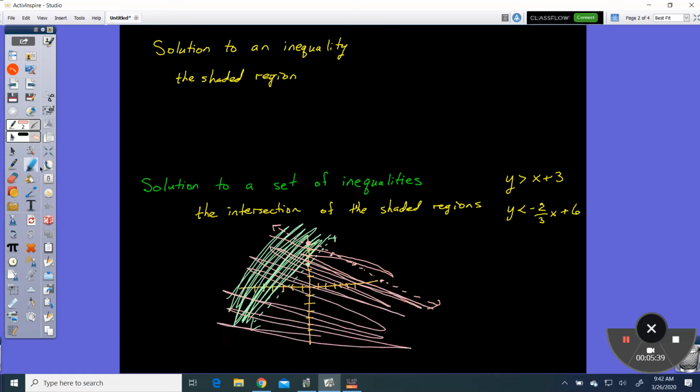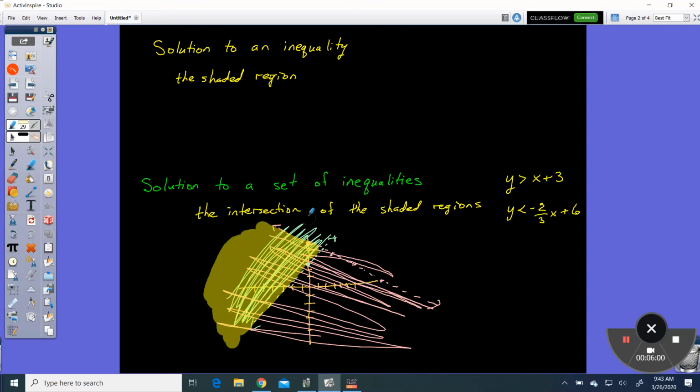So the only place where the intersections are shaded, or where they intersect, is this area. So anything that's in here is the solution to the system of inequalities, because any point in here will work for both of them. So the points in this area work for the bottom one.